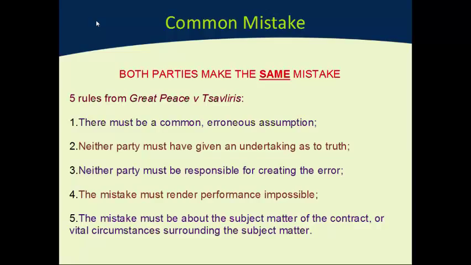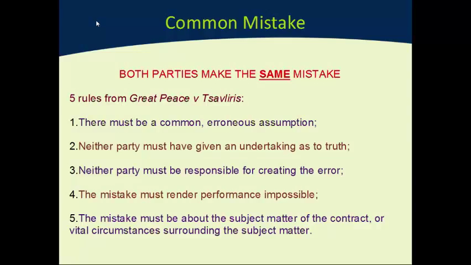Second test is, has either party given an undertaking as to the truth? So if Susan had said to Eric, I know for sure that the cinema is continuing to play the movie Grease, and therefore I will take you to see that movie if you collect my dry cleaning, you can see that she would have given him an undertaking, that she was going to be able to do what she promised. Now, in the facts that we've got in the notes, she hasn't done that. There's been an expectation that she'd be able to do it. She's believed she'd be able to do it, but she hasn't actually said that she would be able to do it. She hasn't given an undertaking.